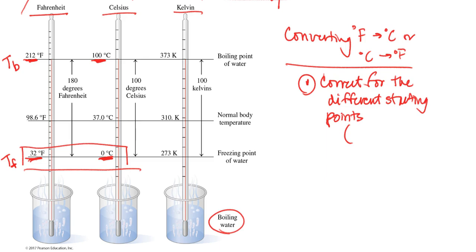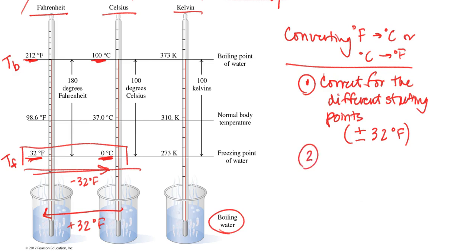For me to correct for that difference in starting point, I will have to either add or subtract 32 degrees Fahrenheit. So if I'm going from Fahrenheit to Celsius, I would subtract 32 degrees Fahrenheit. If I'm going from Celsius to Fahrenheit, then I would have to add 32 degrees Fahrenheit.